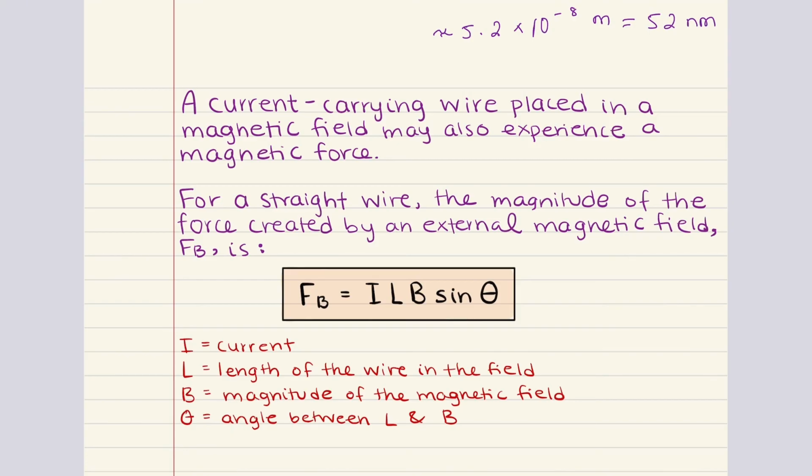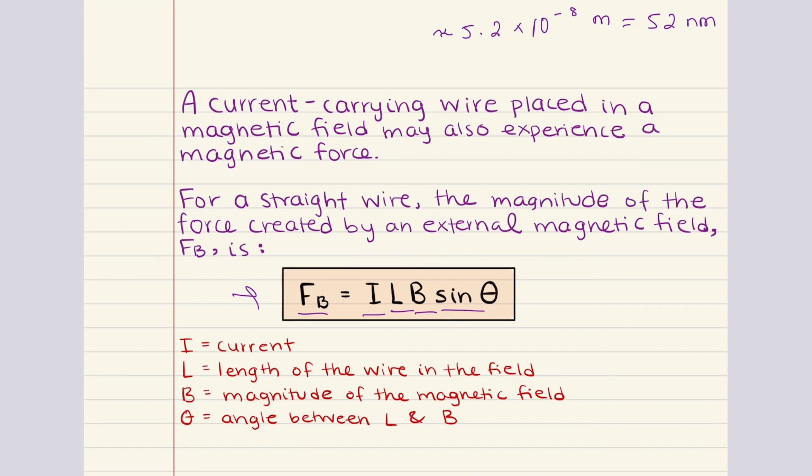The magnitude of the force on a straight current-carrying wire in a magnetic field is given by this equation here. FB is the magnetic force. It's equal to I, which is the current flowing through the wire, multiplied by L, the length of the wire, multiplied by B, the magnitude of the magnetic field, multiplied by sine theta, where theta is the angle between the direction of the current and the magnetic field.